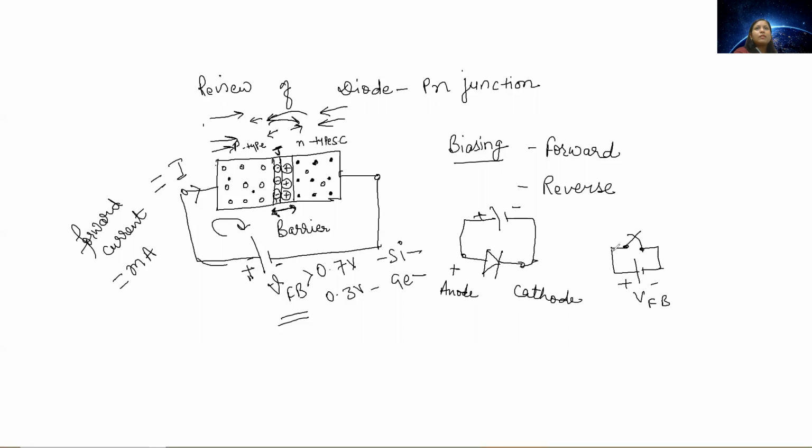So in this case, the current is full and the resistance is minimum or ideally zero. So this is the concept of forward biasing. Next comes the concept of reverse biasing. For the concept of reverse biasing, let me again draw a PN junction. Reverse bias.